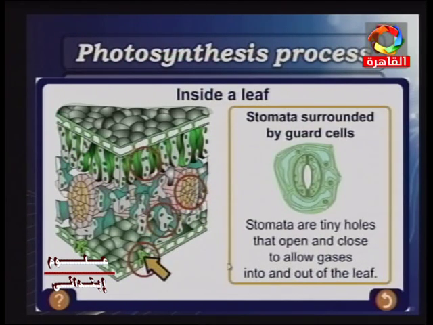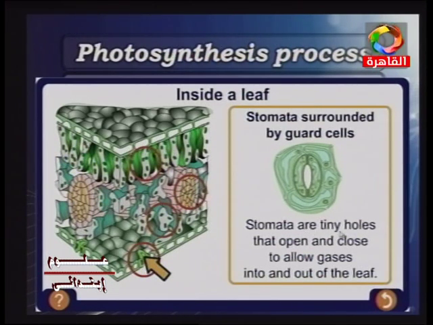And the last and important part is the stomata, surrounded by guard cells. This is a stomata, the white part here, and here we have the guard cells found in this layer. Stomata are tiny holes that open and close to allow gases into and out of the leaf. This is the tiny hole found in this part of the leaf.